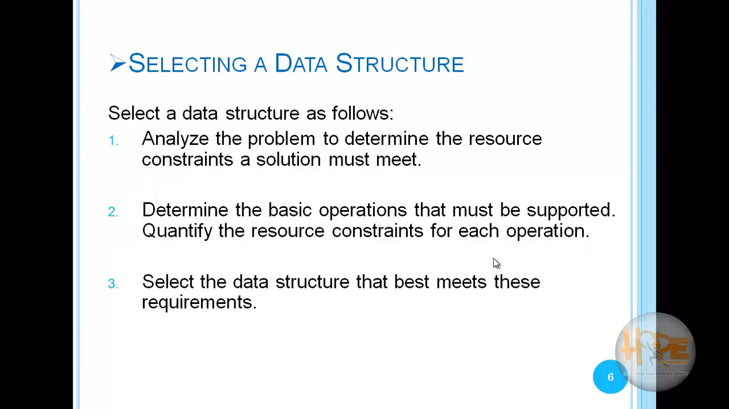Now let us see how to select a data structure. For selecting a data structure, following are the steps. Number 1. Analyze the problem to determine the resource constraints a solution must meet. Number 2. Determine the basic operations that must be supported, and quantify the resource constraints for each operation. Number 3. Select the data structure that best meets these requirements.